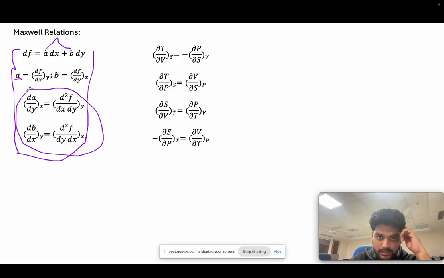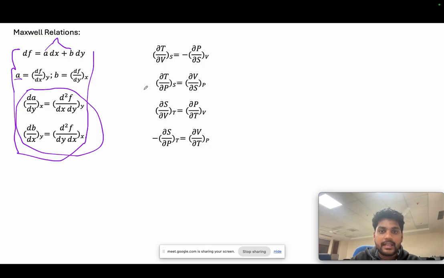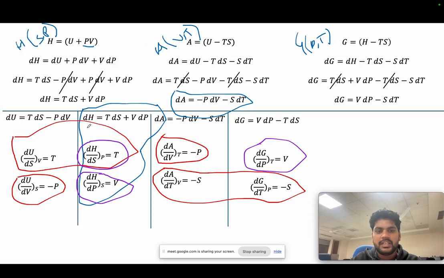Why I have shown this is, if you carefully see here, I have this equation, and then I converted this equation to this. So that's what the Maxwell relation does. It will take this form. Suppose they have taken this equation, df equal to a into dx plus b into dy. If you take dH equal to T dS plus V dP, try to figure out what equations you are getting.